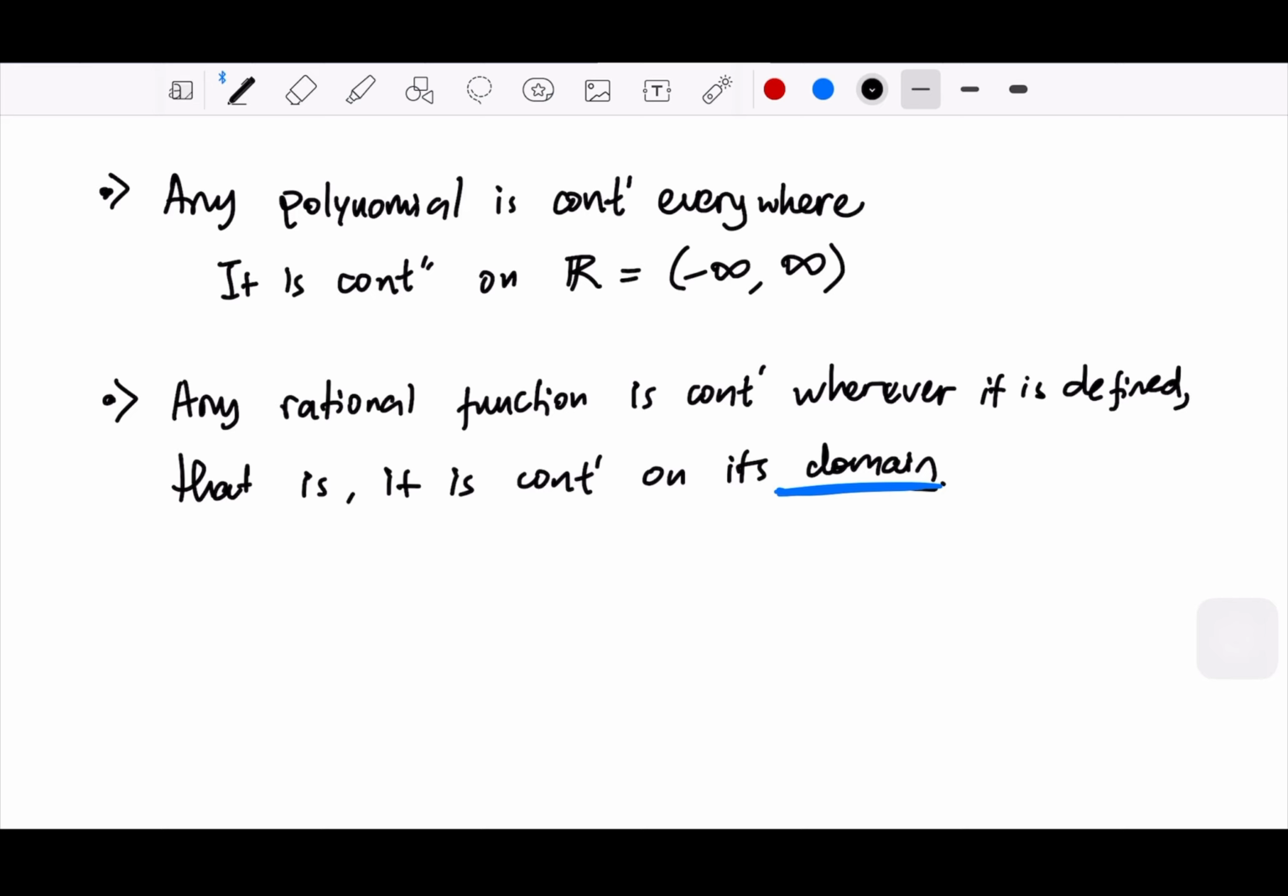Okay, if we have the limit as x approaches -2, let me just write this first, and 5 minus 3x. It seems that this is a rational function, right? And in the denominator, we should not have the denominator be 0, right? So we need to have some exception. So we have a certain domain.